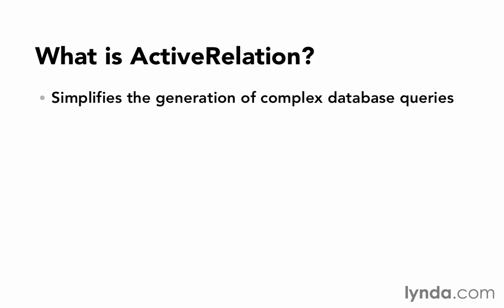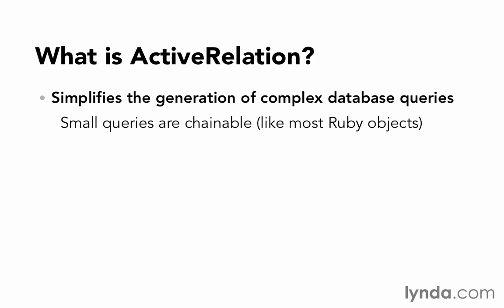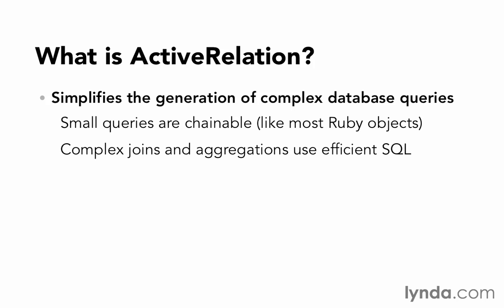Active relation simplifies the generation of complex database queries. It allows us to write small queries, which can be chained one after another, like most Ruby objects. It takes care of handling complex joins and aggregation and uses efficient SQL to do it. It also manages the timing of when queries are executed. Queries don't execute until we actually need them.